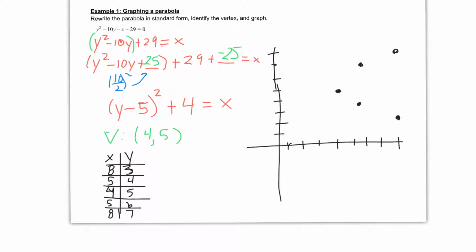This point right here is a little too high. It should be moved down a little bit. So let's do that real quick. And then this one's up here. And then we can draw in our parabola. It's going to be shaped as a curve facing the right. If you have any questions, let me know.